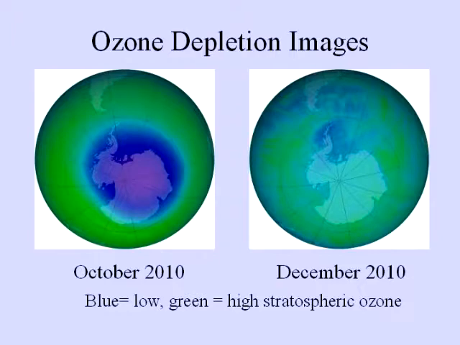Now, these are reasonably recent images, as recent as 2010. So the ozone hole is still forming over the South Pole. It's not gone yet. On the other hand, if we look at December 2010, the ozone hole has pretty much closed.